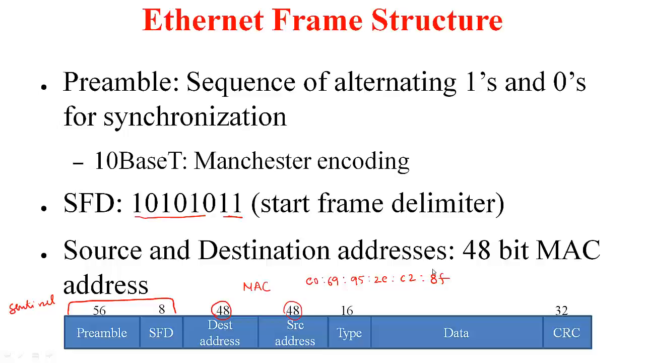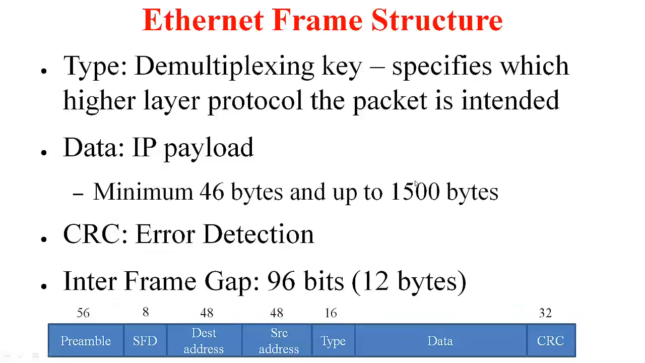If you want to know what the MAC address of your Ethernet adapter is, if you type ifconfig eth0, you will see this in Linux. If you're in Windows, if you do ipconfig, you can figure out what the MAC address of your Ethernet adapter is. The type field is a demultiplexing key. Basically, it specifies which higher layer protocol this packet has to pass to, IP or ICMP and so forth.